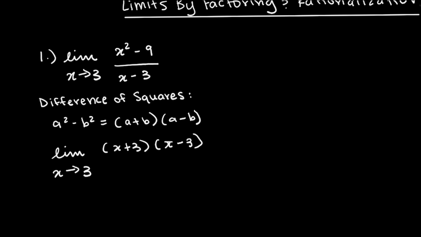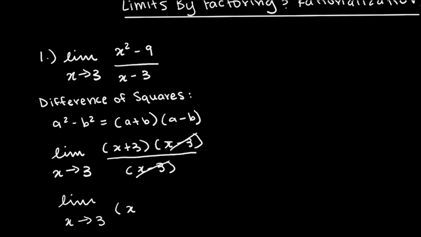And you'll notice that the second term in the numerator and the bottom term in the denominator will cancel out. So that'll just give us the limit as x approaches 3 of x plus 3. And this is where we can use just regular substitution and get our answer, which is 6. So let's take another look at a different problem. This one is what we're going to call rationalization.